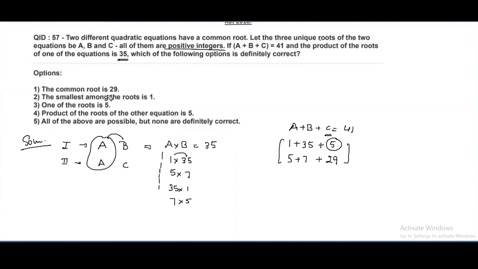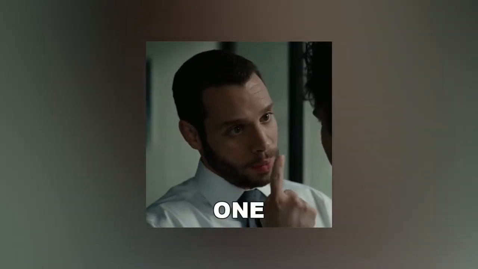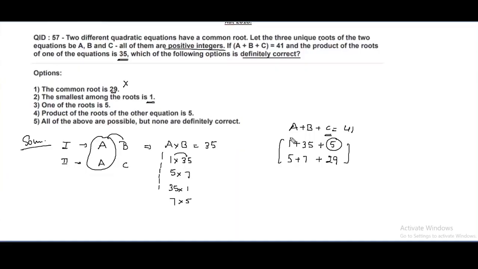So now let's check the options. The common root is 29: it's definitely not correct. The common root is 29, not necessarily. The common root may be 1, the common root may be 5. The smallest among the roots is 1. If I take the common root as 1, yes, that is possible. But the answer is giving something different. The answer is 5.